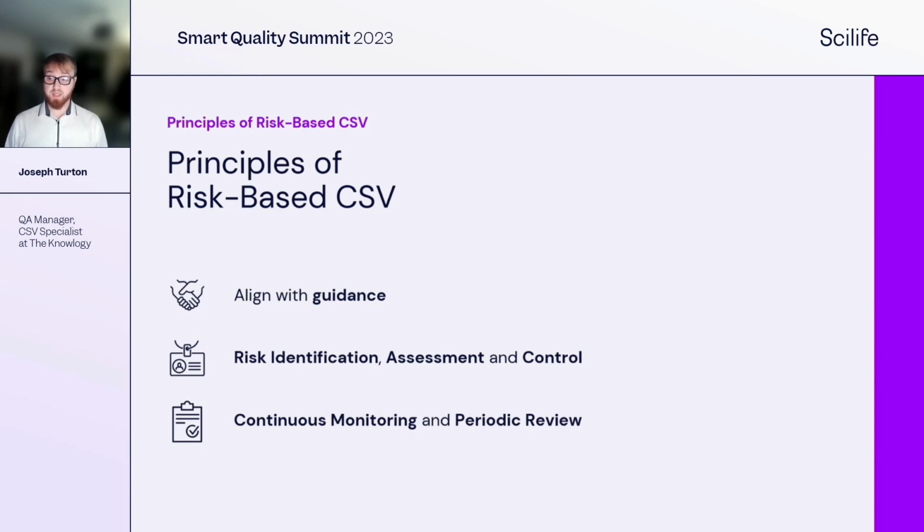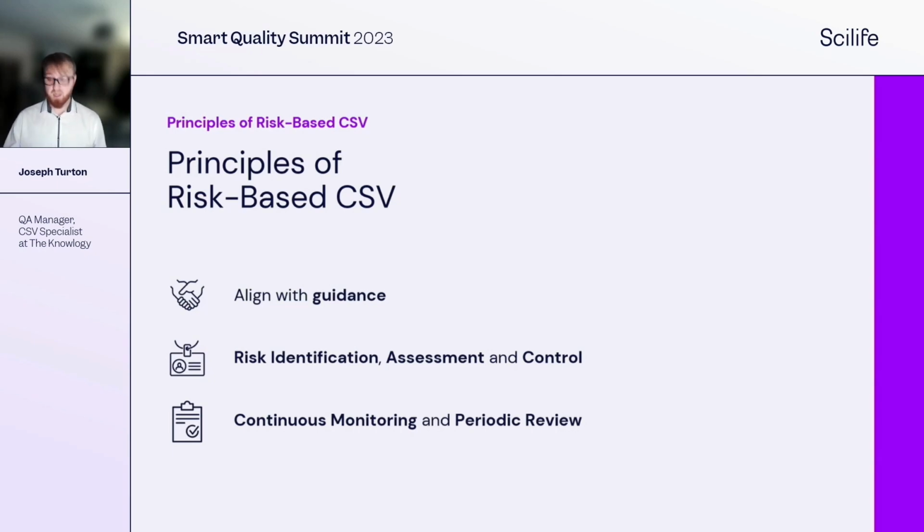So the heart of a risk-based CSV lies in 3 core stages. Firstly, we identify. This is where we list potential risks associated with our system. Next, we assess. Here we gauge the probability and the impact of the risks, asking questions like, how likely is this to occur? What's the potential fallout? And finally, control. This is the action phase. Based on our assessment, we implement mitigations or completely remove identified risks.